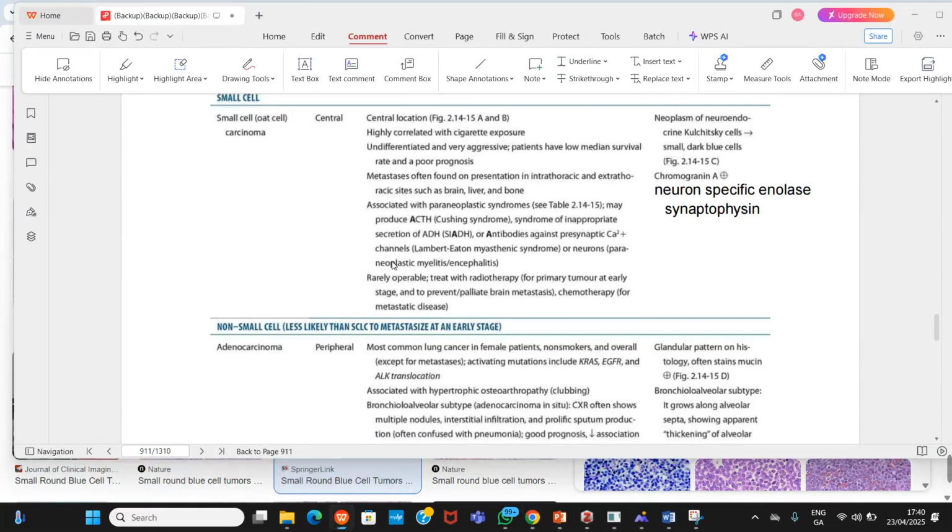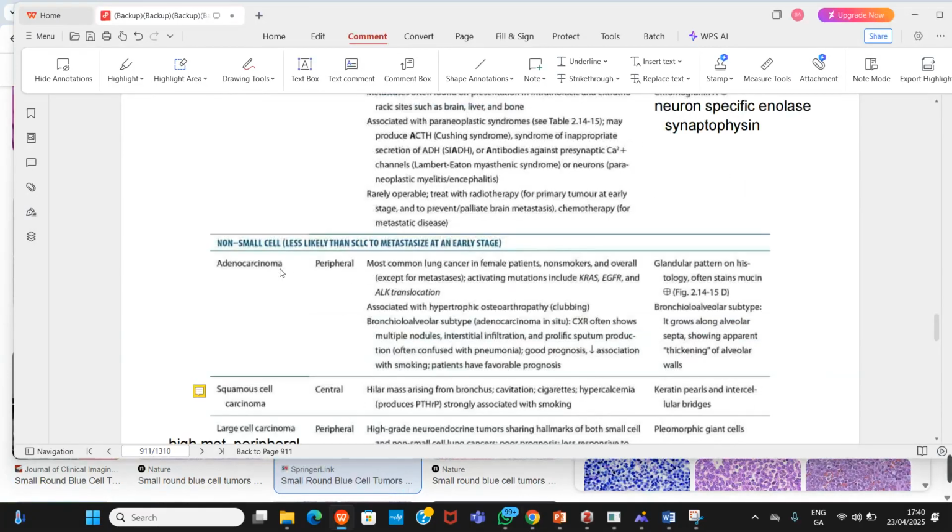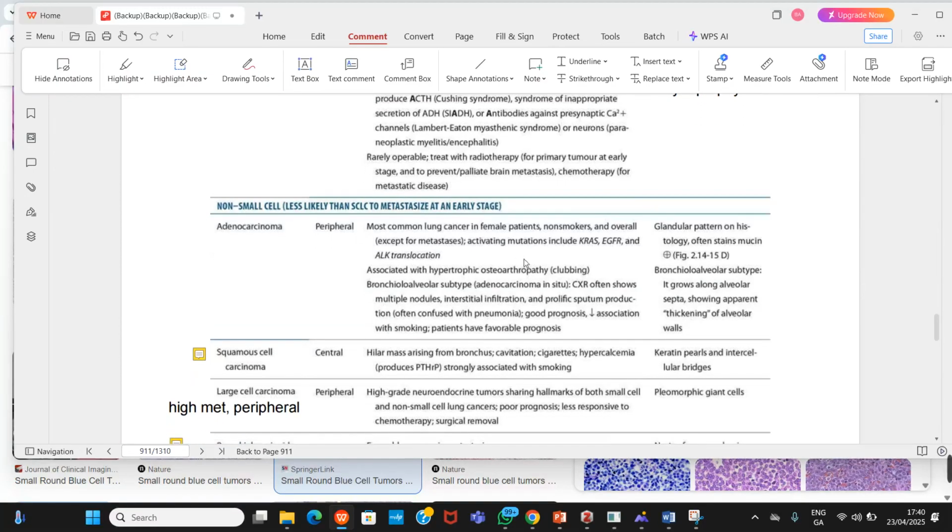So that's that about small cell. You see the small round blue tumor. Let us see the histology of small cell carcinoma, in case it's shown in our exam, so that we know what it looks like.